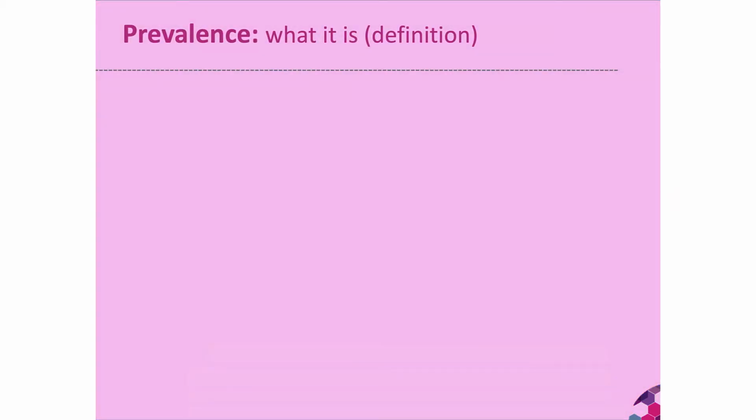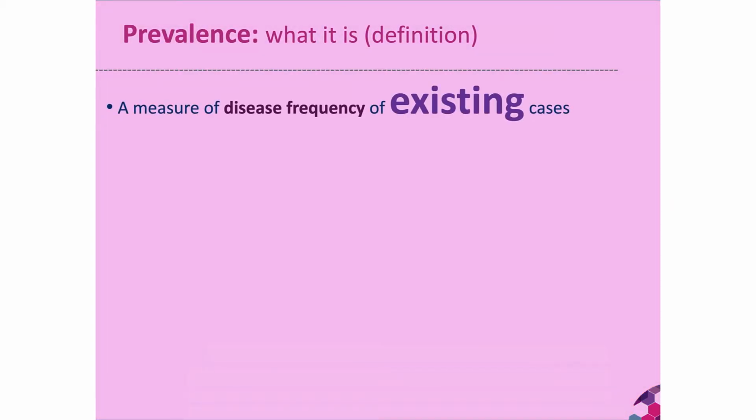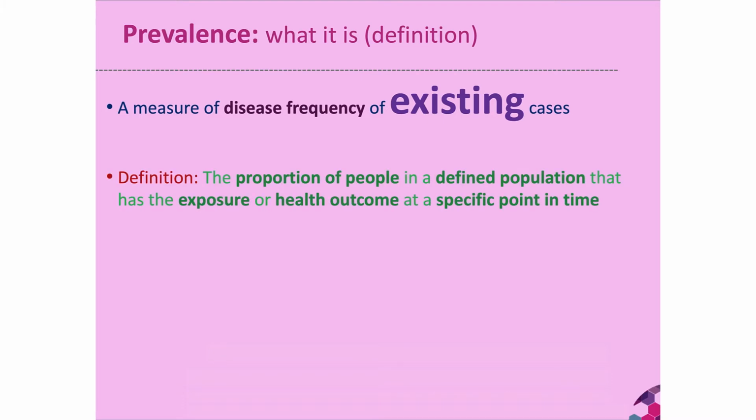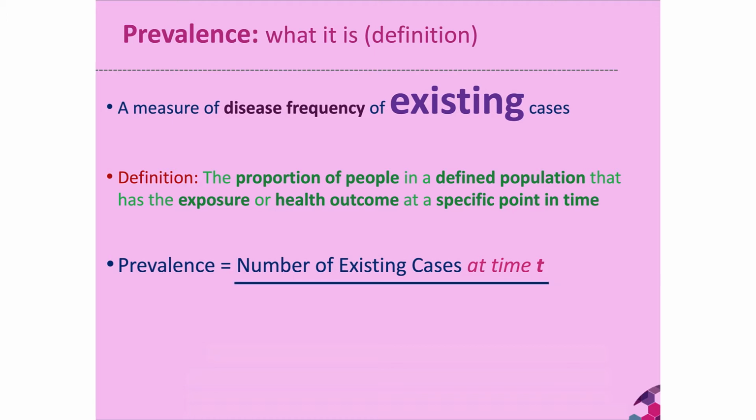Prevalence. Prevalence is a measure of disease frequency of existing cases. It's defined as the proportion of people in a defined population that has the exposure or health outcome at a specific point in time. Prevalence is therefore the number of existing cases at time t divided by the study population at time t.